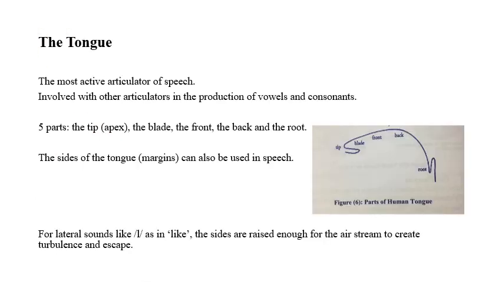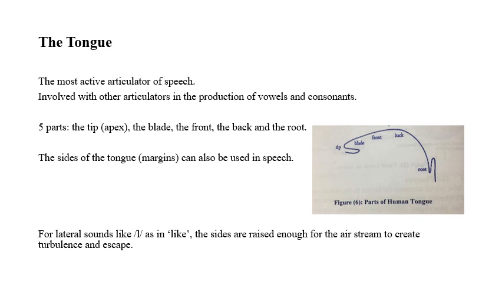Okay, let's talk about the tongue. Well, the first thing you need to know about the tongue is that it is the most active articulator of speech, and it can be involved with other articulators in the production of vowels and consonants. What I mean by this is that the tongue can sometimes help other organs of speech in pronouncing certain sounds.